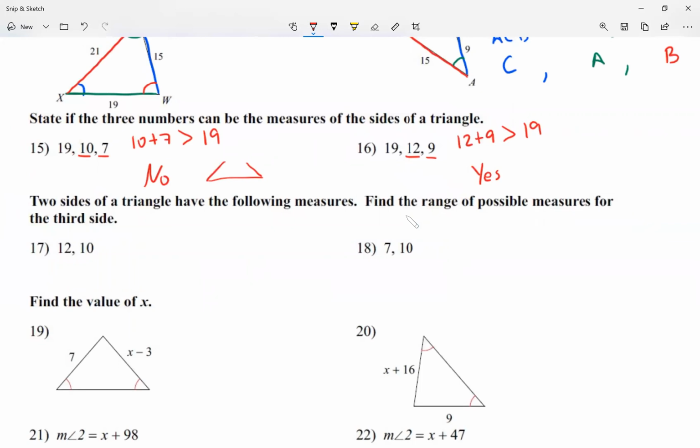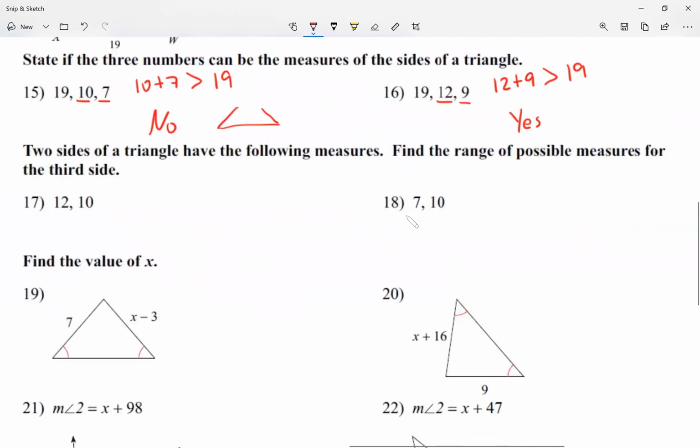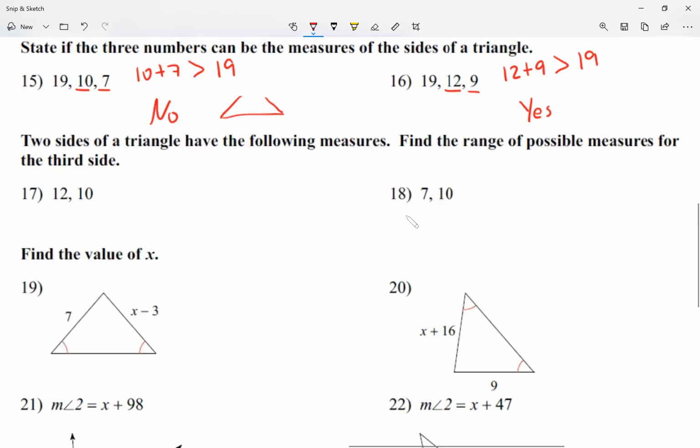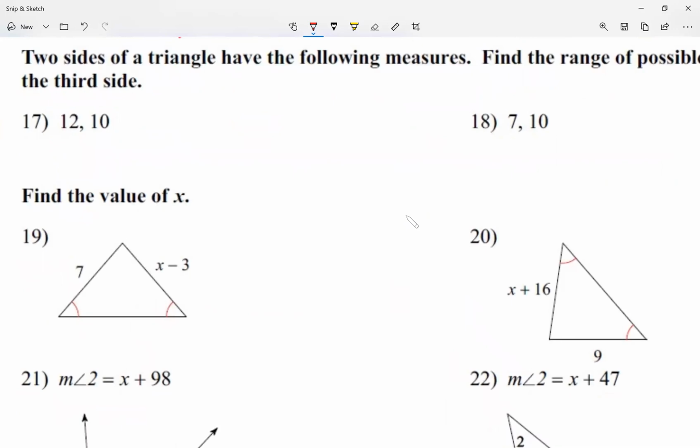Now, to finish this, let me give you two measurements of a triangle. I know a triangle has three sides. Let me give you two sides of a triangle. They have the following measures. Find the range of possible measures for the third side. So what kind of values can I have for the third side?